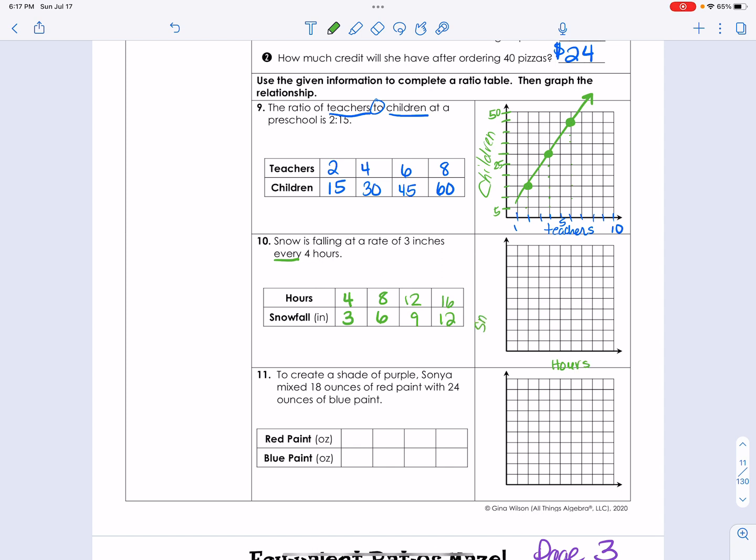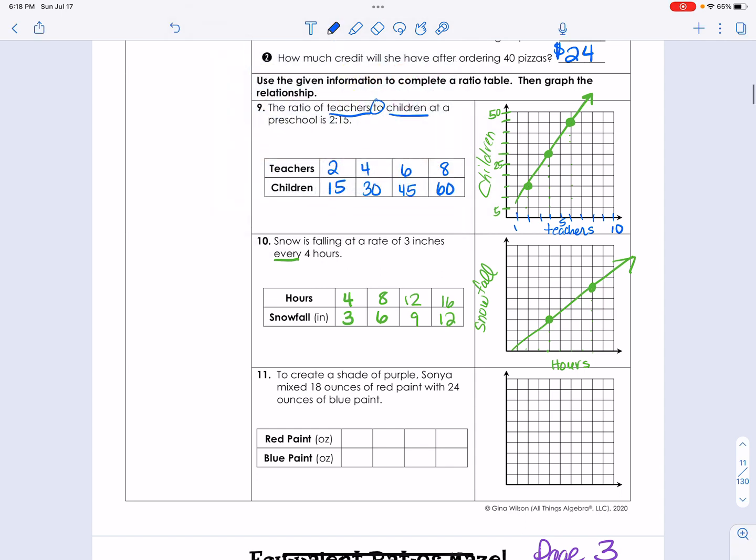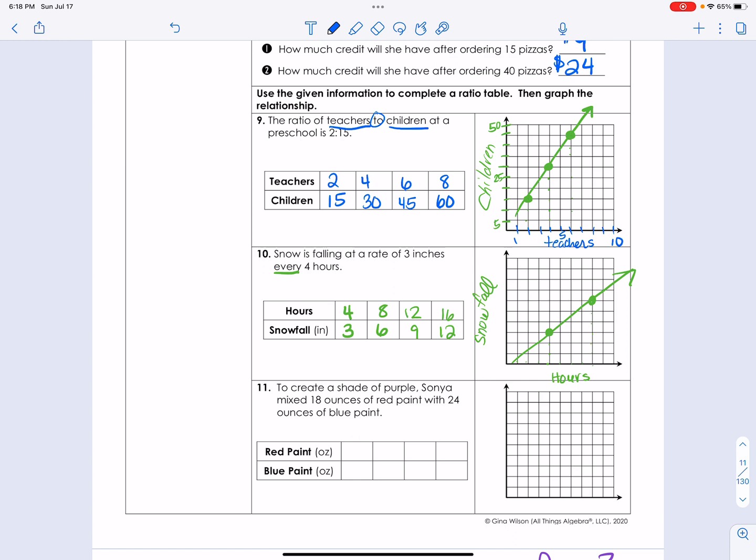And then this is snowfall. And I probably on this one can just go by ones. So I'm going 1, 2, 3, 4 hours, 1, 2, 3 snowfalls. 5, 6, 7, 8 hours, 1, 2, 3, 4, 5, 6 snowfall. Oh, I probably couldn't have. So it kind of does something like this. Okay, and it's okay if they don't all fit because I messed that one up. So just do the best that you can.